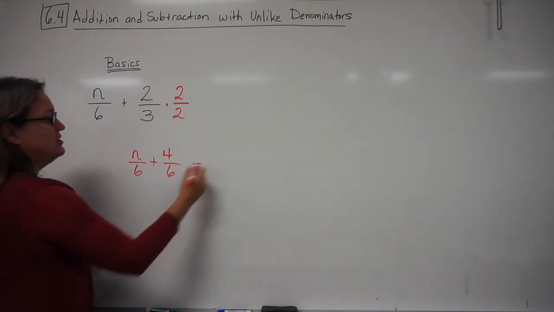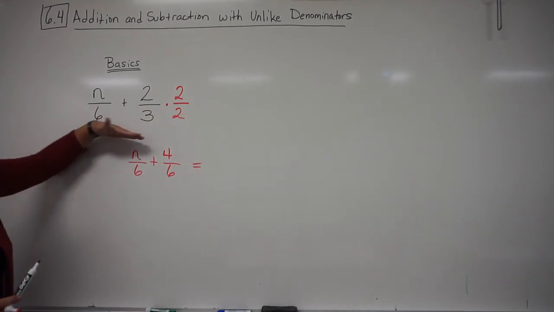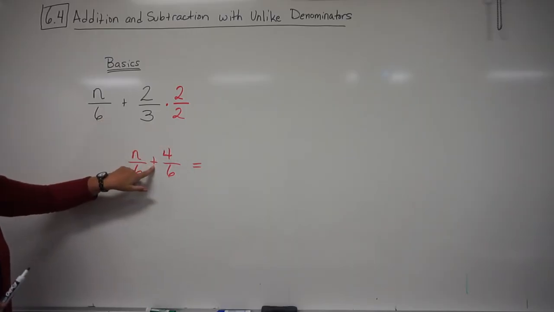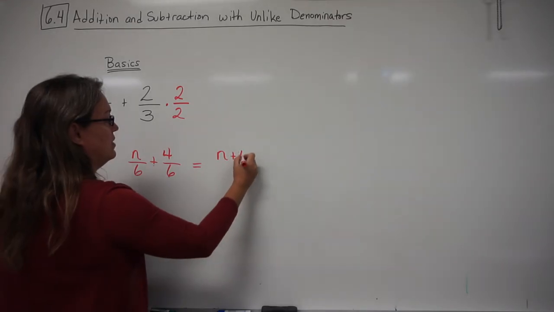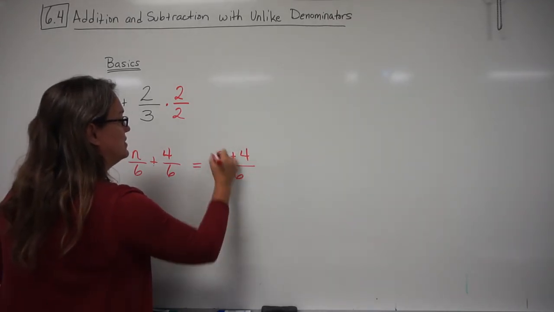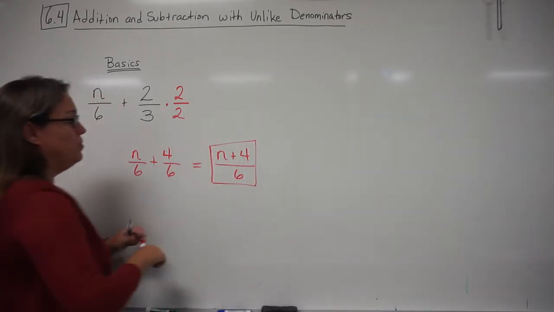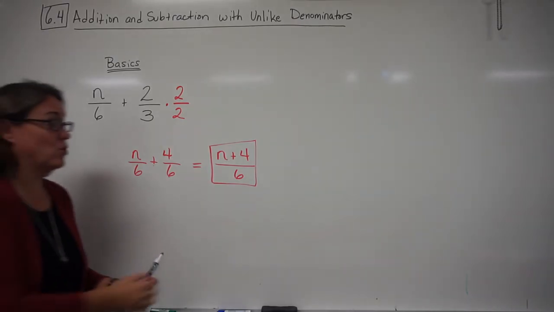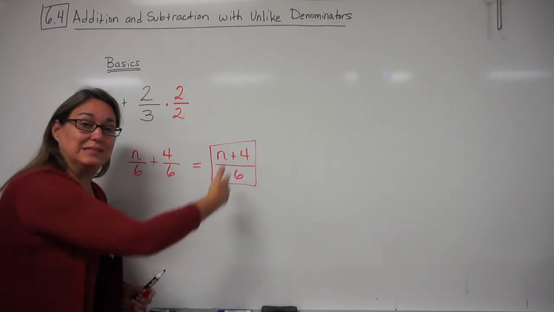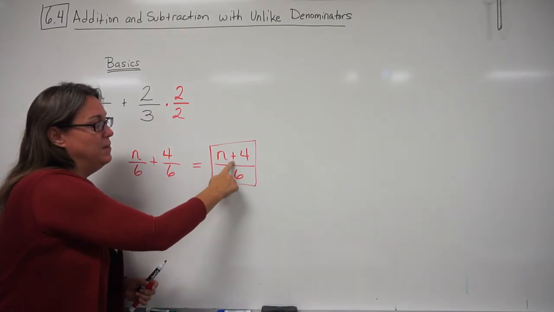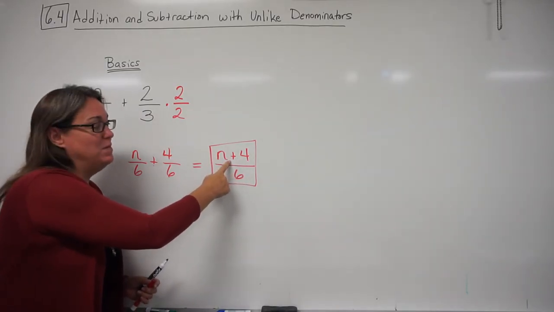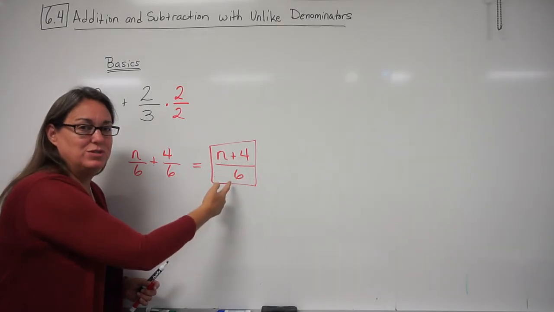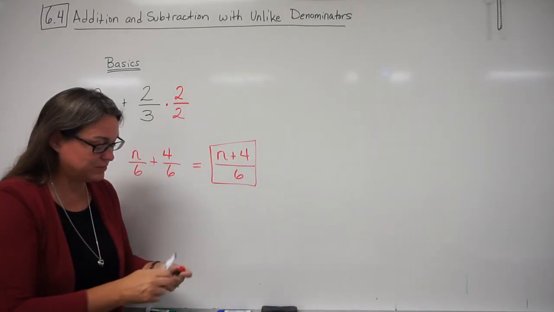4/6. And just as we've always done, we add or subtract on top, whatever this tells us to do, and we keep our denominator the same, n plus 4 over 6. Don't be tempted to try to reduce or cancel with the 4 and the 6, even though they're both even, because 4 is not a factor, it's an addend, and you may not cancel or reduce using addends.